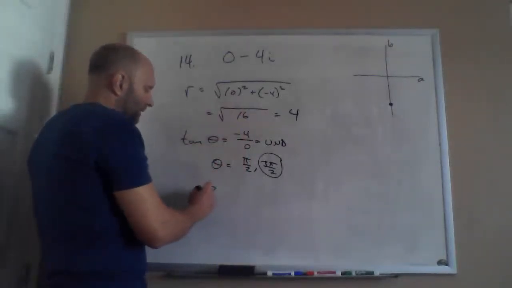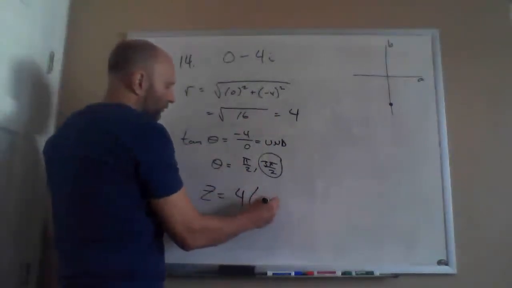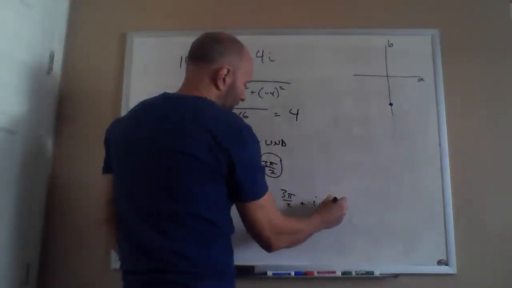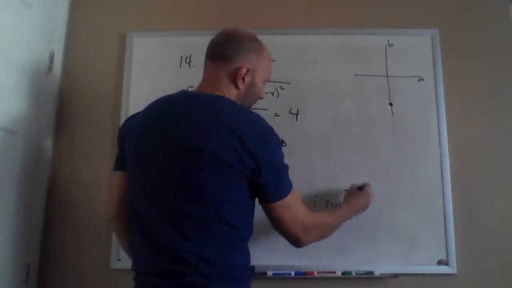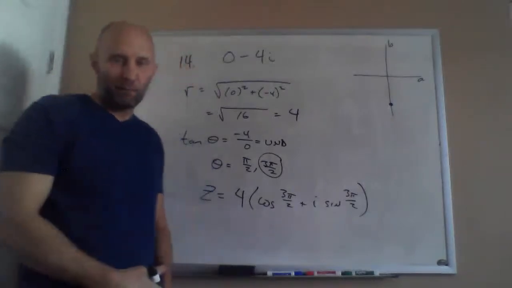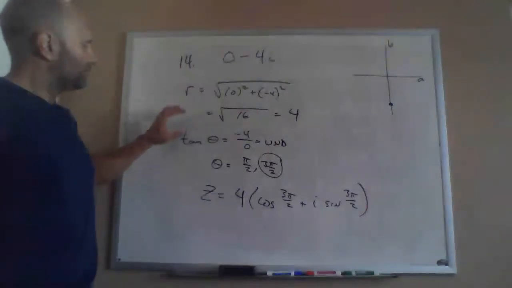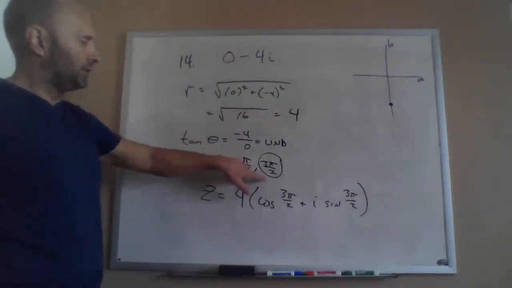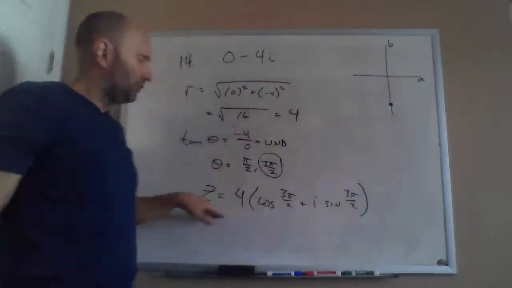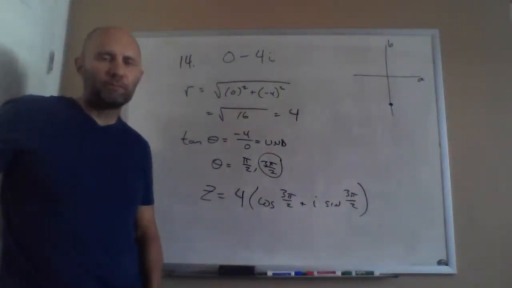So therefore, my z in polar form is r, which is 4, cosine of 3 pi over 2 plus i sine of 3 pi over 2. So that's how we convert a complex number into a polar number. Figure out our r, figure out theta. We're going to have two possibilities. We have to pick the one where the point is to begin with, and then you just write it in that form there. So any questions on that problem?